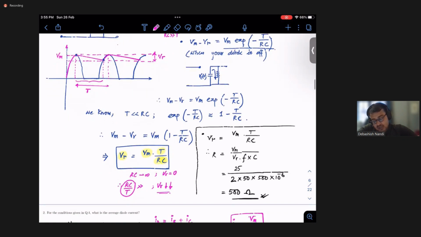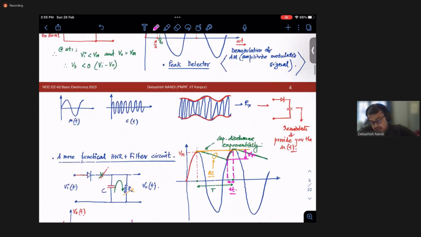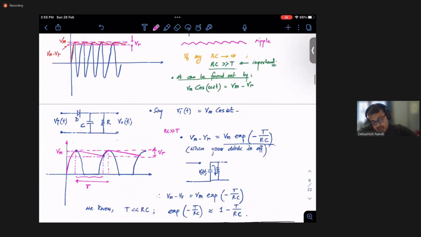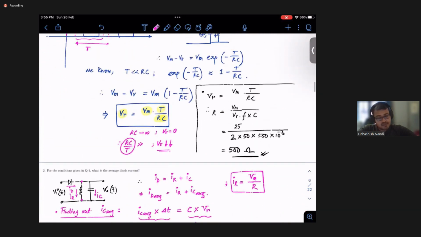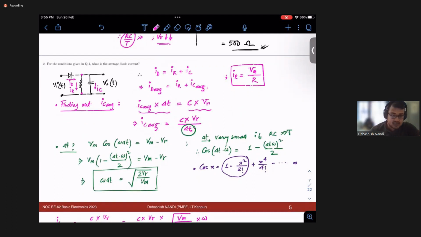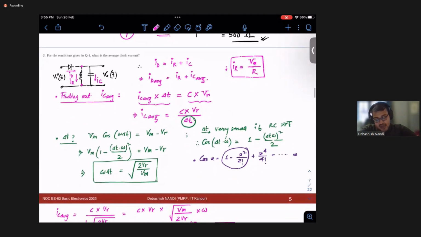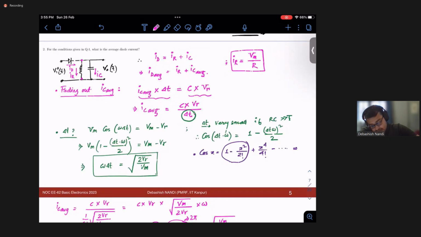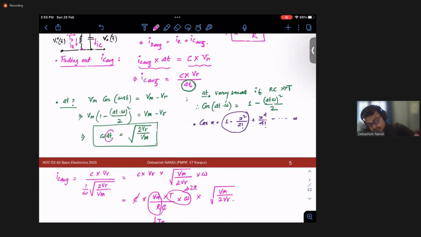So next we encountered certain numerical examples. One was to find this ripple voltage. We can simply use this formula, but we should always remember the assumption that my RC is much more than T. That's how I can curtail this Taylor series to just the first two terms, right? Then we found the average diode current, and this is also delta T. We found out what delta T is. Delta T is nothing but the diode conduction time.